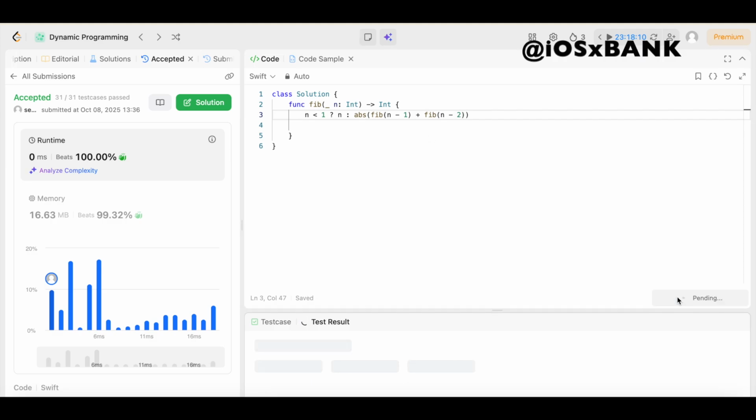Let's give it a run. Make sure it runs correctly again before we submit it. It's accepted, so let's go and submit it, see what happens after we submit it. And look at that, y'all. 23 milliseconds beats 5.78% of users. Like I said, that is a big O of 2 to the nth power. Time complexity is very much slower.